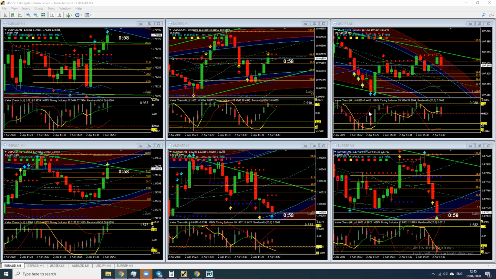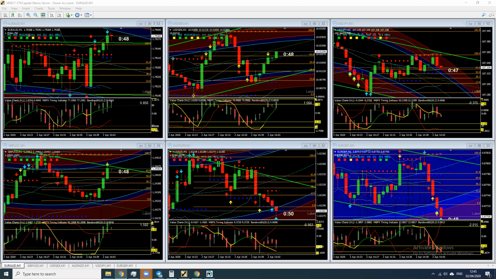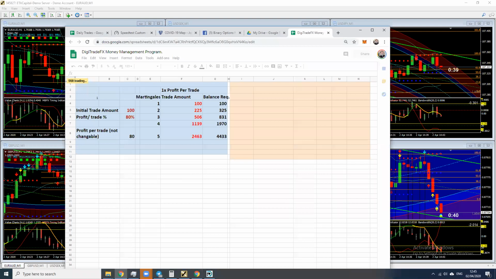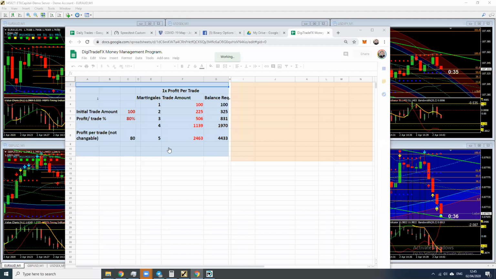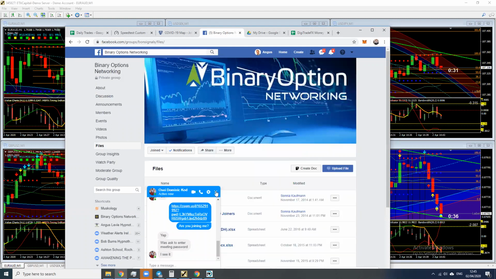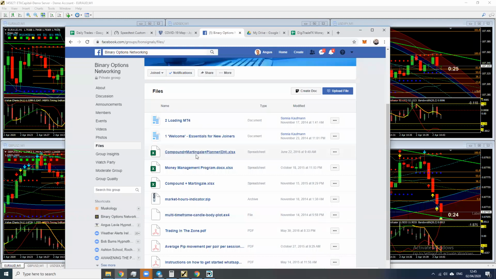So the first part of the system is obviously our indicators, okay? And then the second is our money management system. I'm going to just pull that up now and show you. Now you can download the money management system from our files section in the binary options group, okay? So if you go to files, you'll see it there. Just download that one there. Right. Compound, Martingale, and Planner, okay?